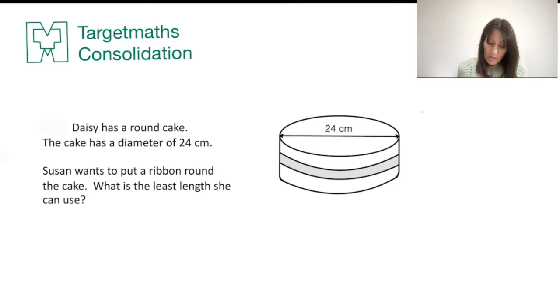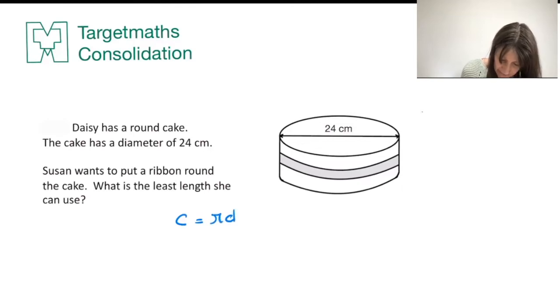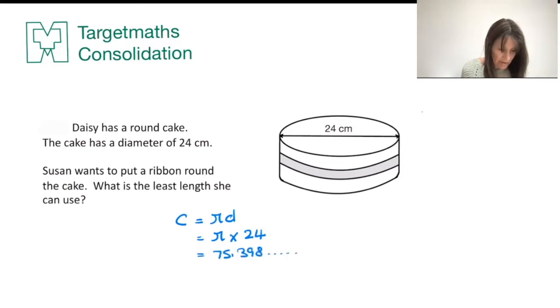Okay, so we're going to be putting a ribbon around a cake. So this is a circumference question, okay? And we want to find the least length that she needs to use. So the cake has a diameter of 24. Circumference, which is going to help us find that perimeter, is pi d. And we've got the diameter. So this is straight into the calculator, 24 times pi, which is 75.398, and on it goes.